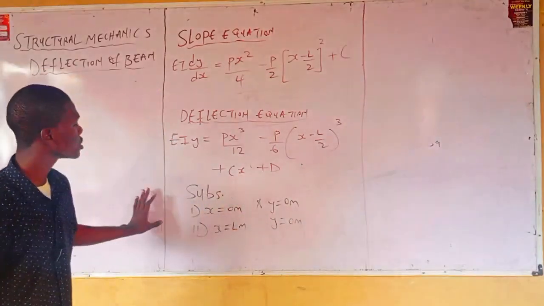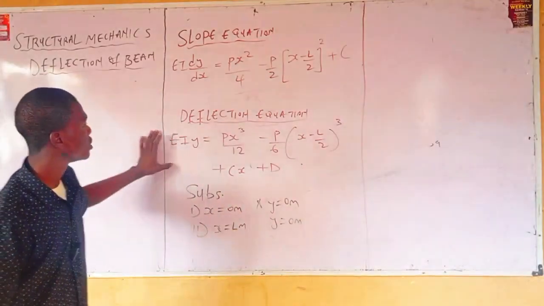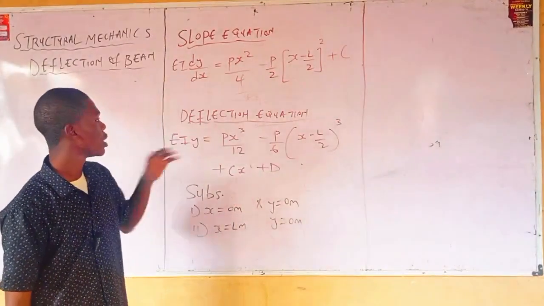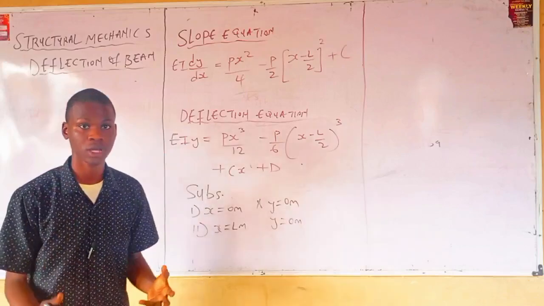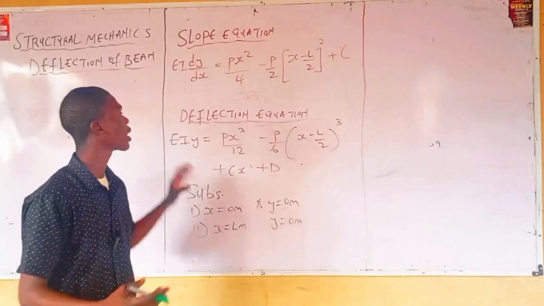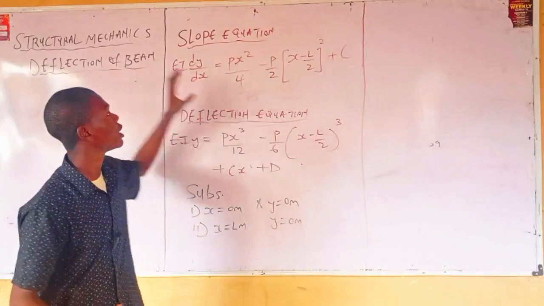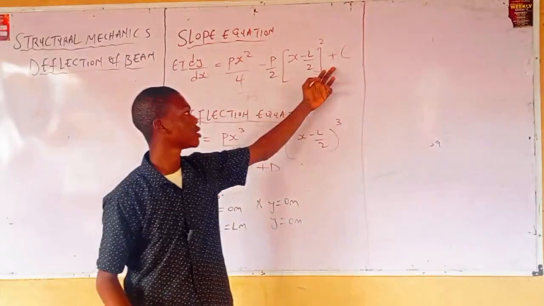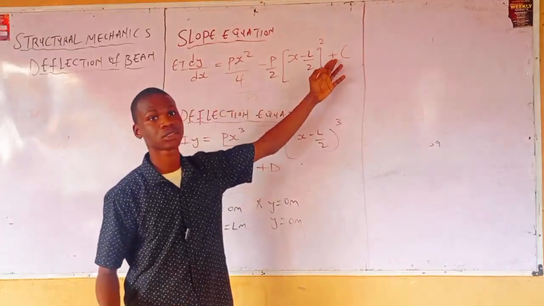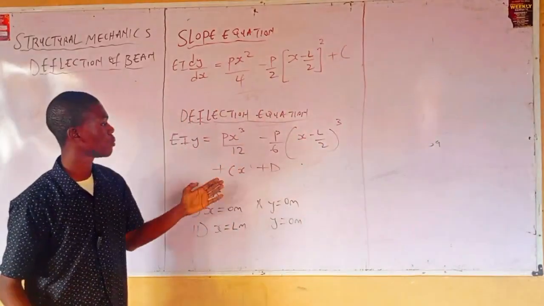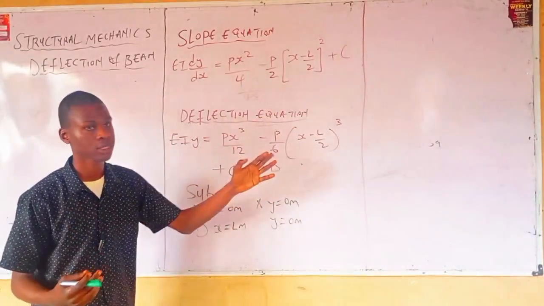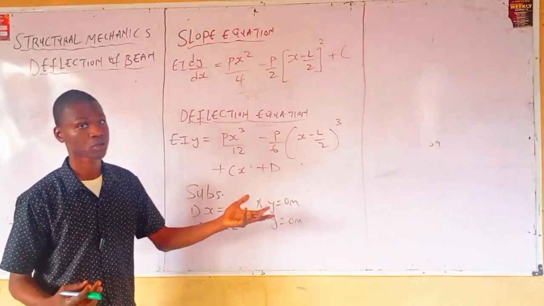You are substituting the first boundary condition into your deflection equation so as to get the constant. From here, in finding the deflection across the length of the beam, I can use this deflection equation, likewise this slope equation. But you observe, I have constants. For the slope equation, the constant is c. For the deflection equation, my constants are c and d. So I have to estimate the values of c and d. So that's why the boundary condition comes in.